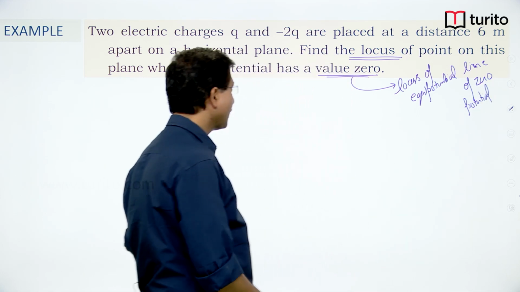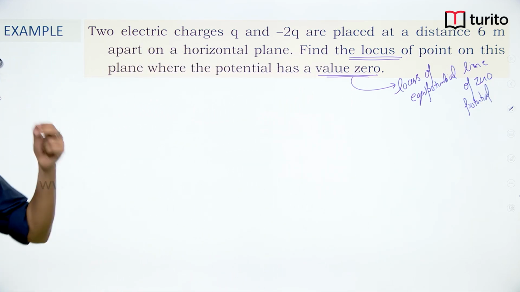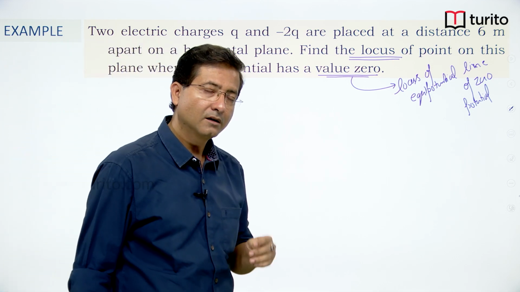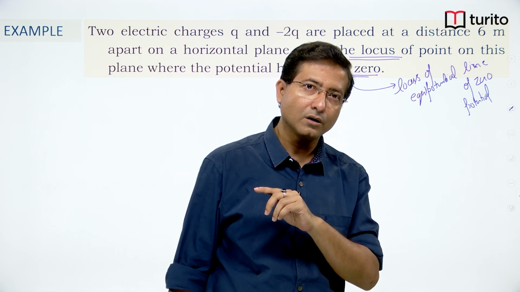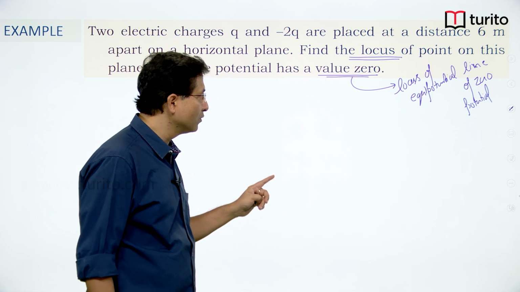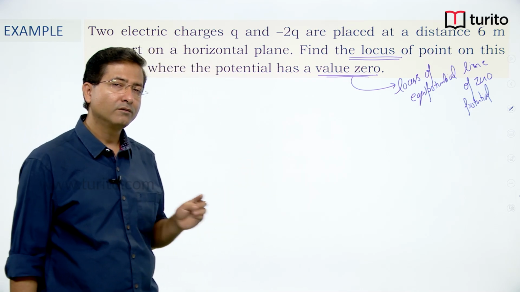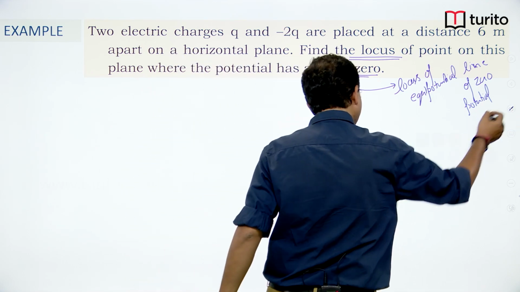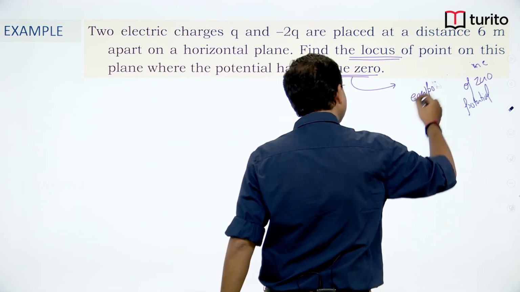I hope you understood the question. We have got one positive charge and one negative charge, and the question says draw the line which will have potential 0, the locus of all the points where potential is 0. The procedure we already discussed.